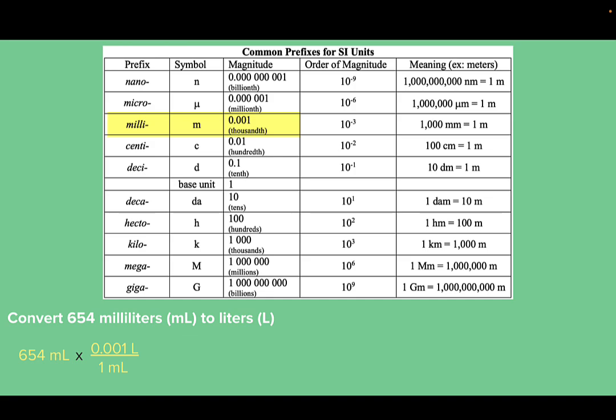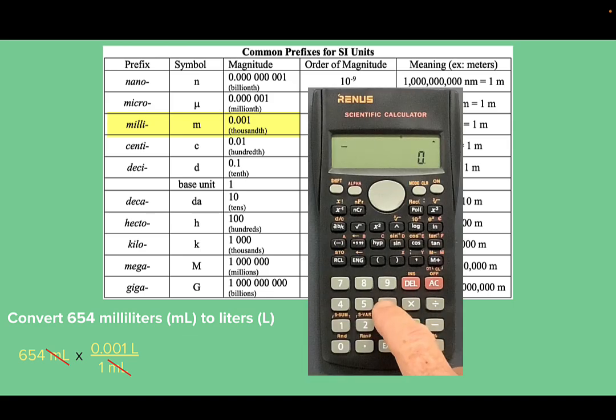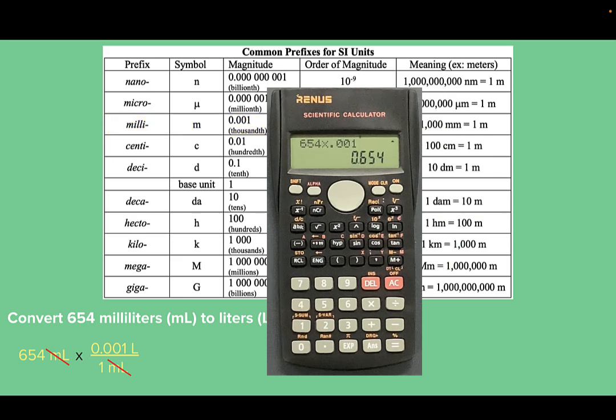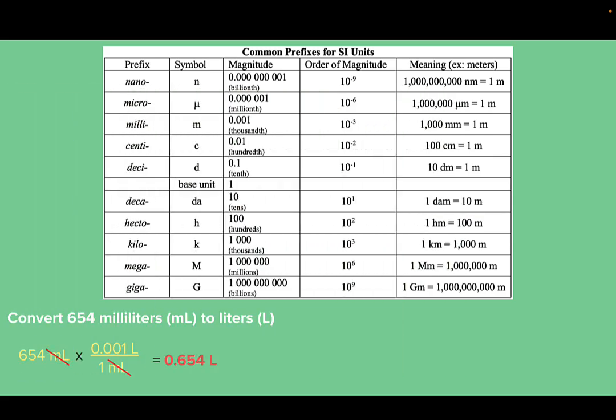And now milliliters cancel. Solve the problem by multiplying the given number by the numerator of the conversion and then divide by the denominator. Doing this with my calculator, I would multiply 654 times 0.001. Divide by 1 if you want, but it is not necessary. There are 0.654 liters in 654 milliliters. Using the grid method will get you the same answer.